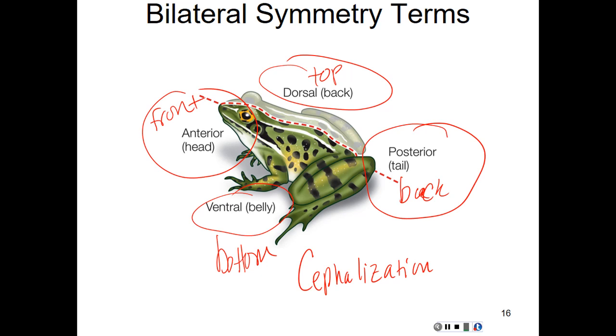Essentially, we have a brain and we have sensory organs like eyes up in the area we think of as the head. And in different groups of animals, this is more well developed than others, but this is a very strong evolutionary trend we see going along with bilateral symmetry, is this cephalization.